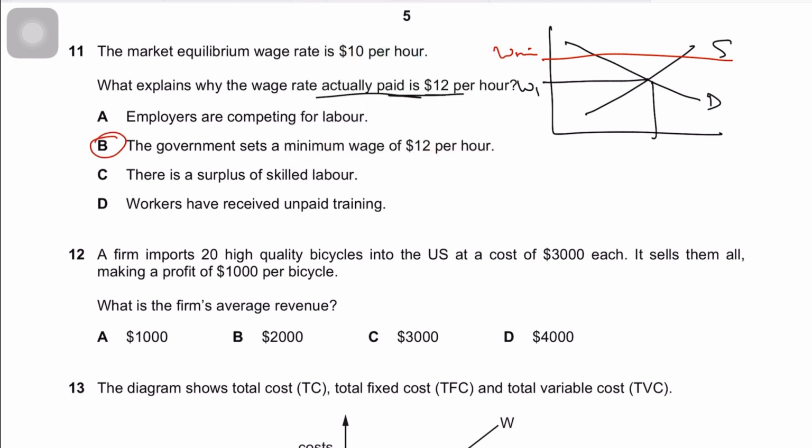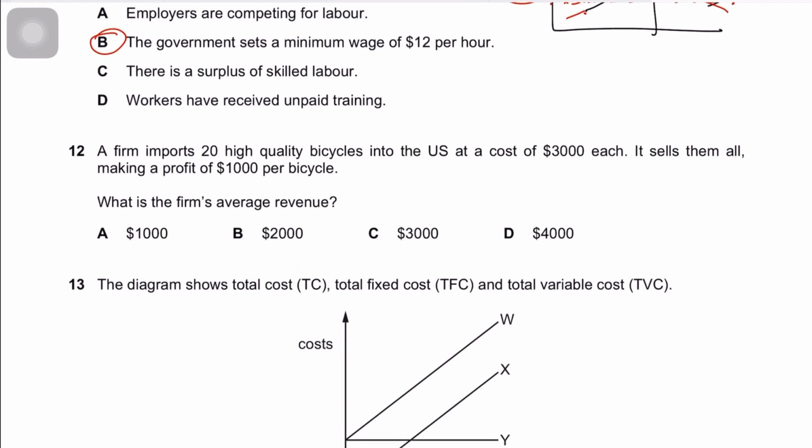The government sets a minimum wage of 12 per hour. Okay, understood? Remember that minimum wages are always set above the equilibrium. If the minimum wage is set below the equilibrium, it is ineffective, and the market wage rate would prevail.